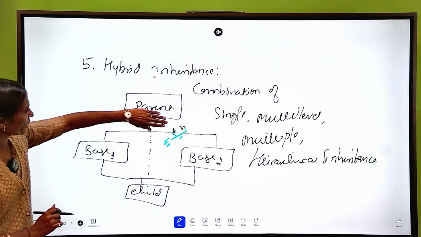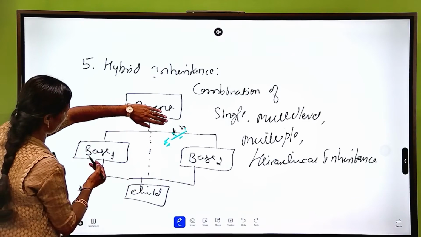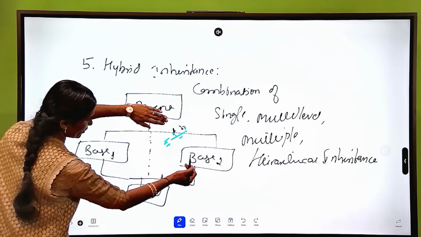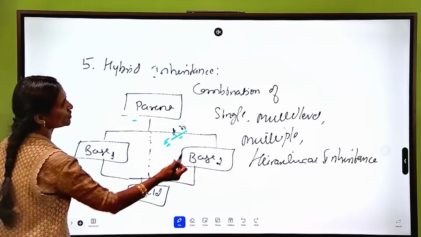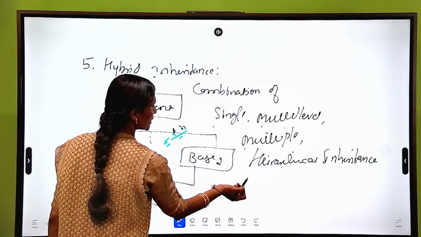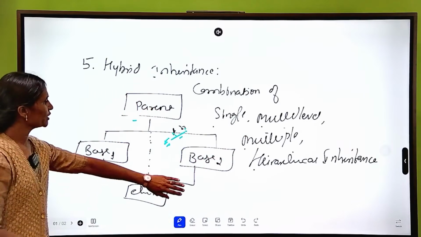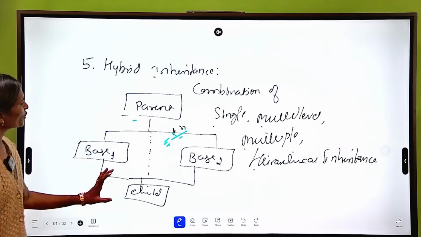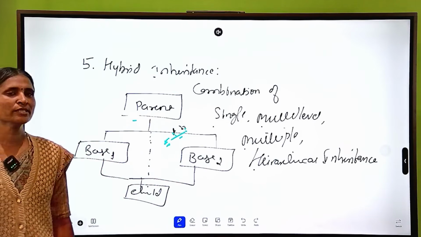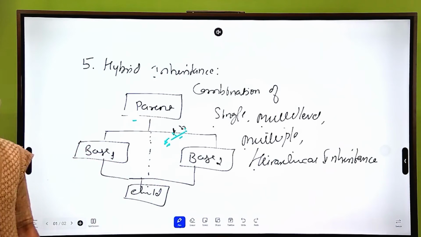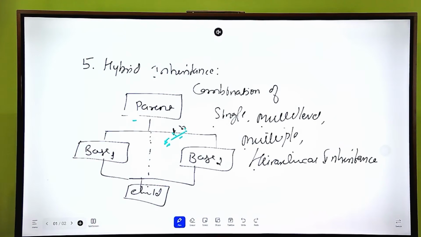If I remove the parent itself, this is multiple. Base 1 and base 2, there are more than one parent and one single child. So single is there, multi-level is there, multiple and hierarchical. If I remove this, then this is hierarchical. So together this is called hybrid inheritance. So these are the 5 types of inheritance we have. So this is the 5th point.